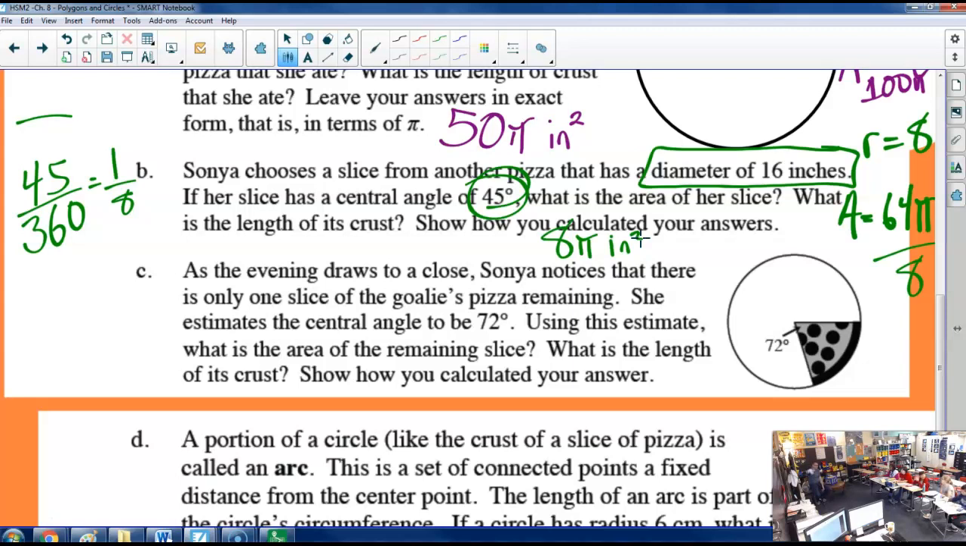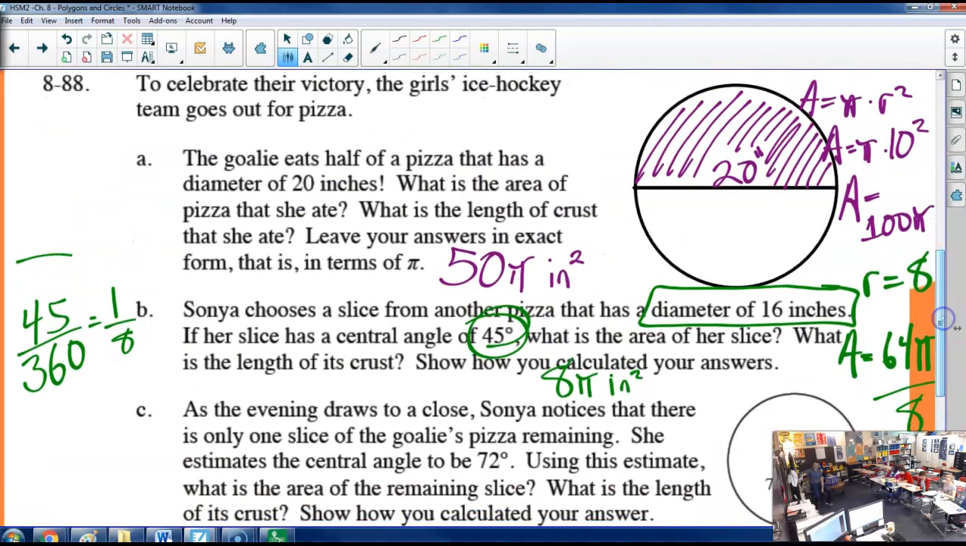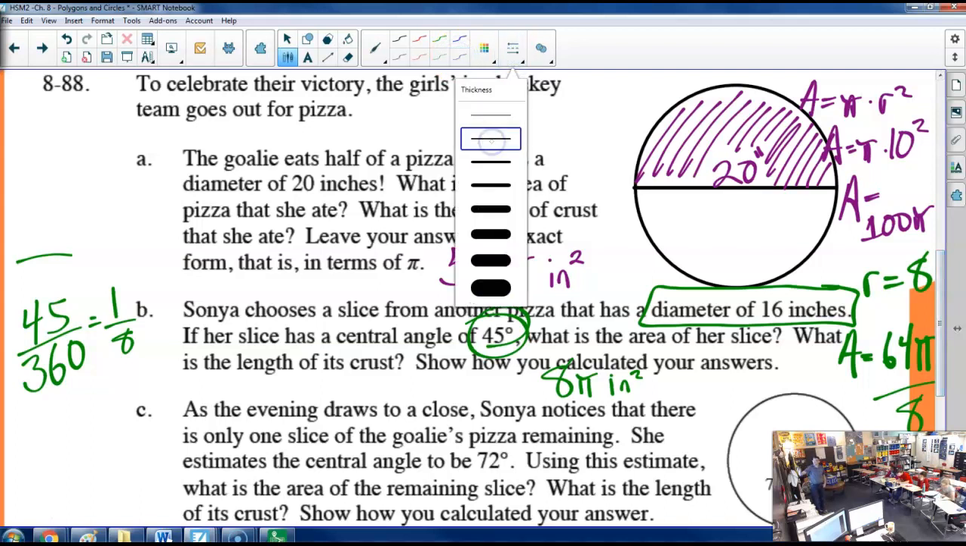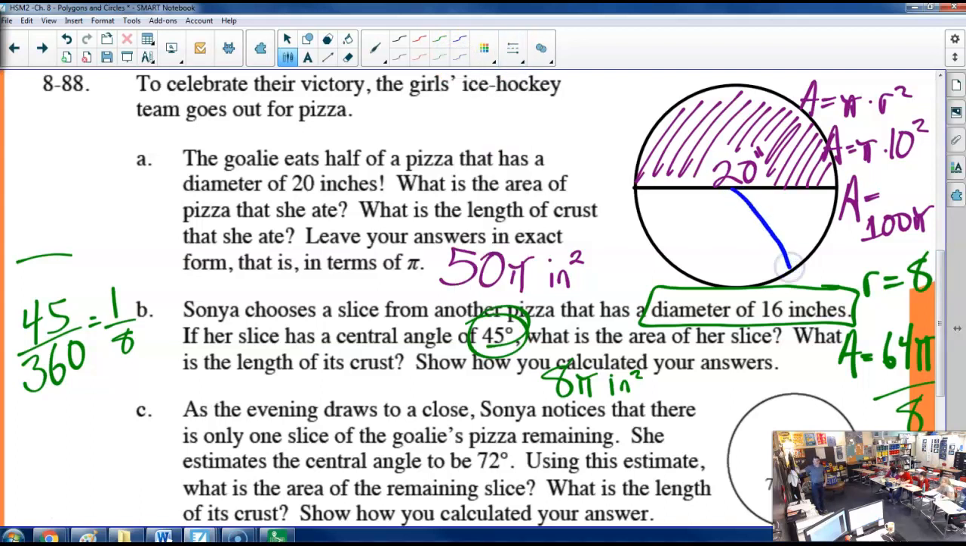All right, well, that's easy because it's just an 8th. But this one is not as easy. So back up to the goalie's pizza, except now we have this slice that is 72 degrees of the pizza. 360 divided by 72? So it's going to be 1/5 of 100. So be careful, it's 72 divided by 360. Yeah, it's a 5th. Gives us that portion.